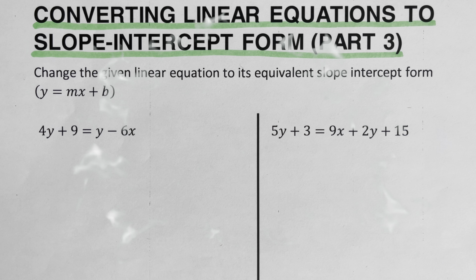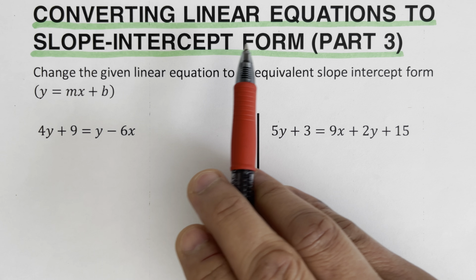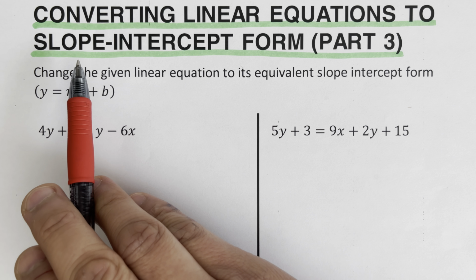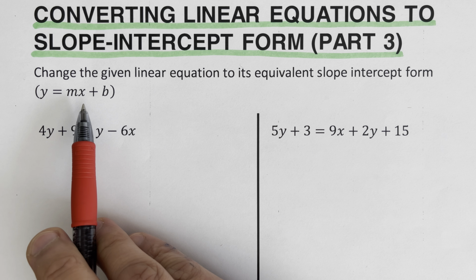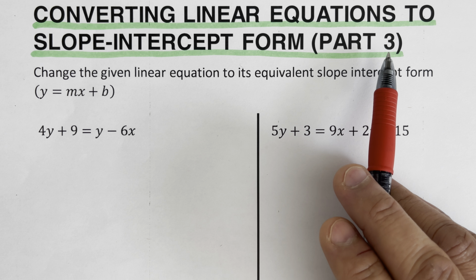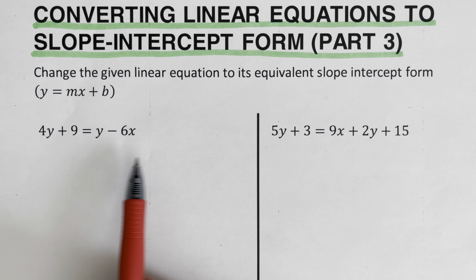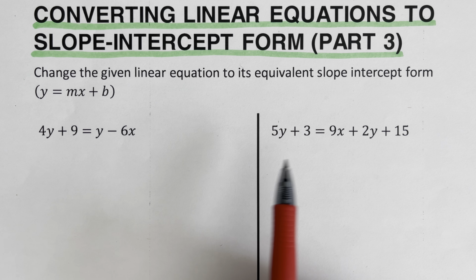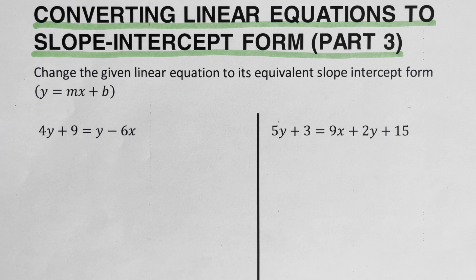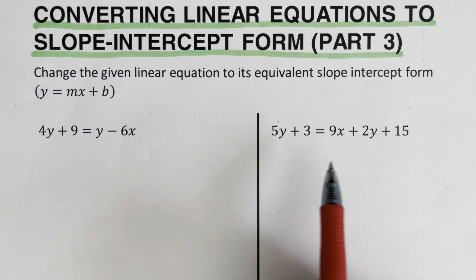Hello everyone. In this video, we will be converting linear equations to their equivalent slope-intercept form, or of the form y equals mx plus b. And this is the third part. In the first two examples that we have here, we can see that both sides of the equations have y on them. So again, we are supposed to change this to y equals mx plus b form.